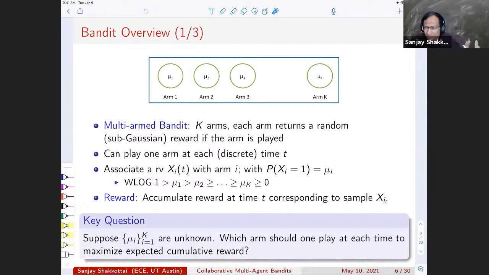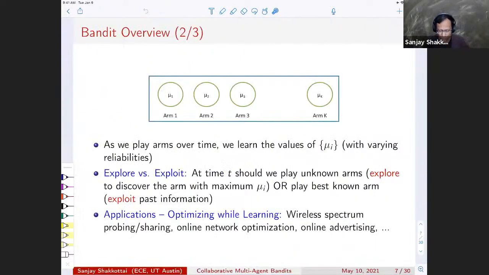So this is sort of a quick summary of what the multi-arm bandit problem is. The intuition is that as the agent plays arms over time, you're going to learn the values of these mu sub i's with varying reliabilities. Those arms you have played a large number of times, you'll have a high confidence on the value. Those arms you play relatively infrequently, you'll have poorer confidences, but nevertheless.